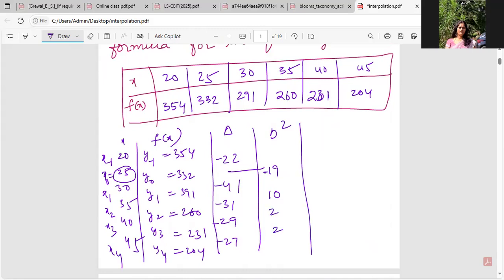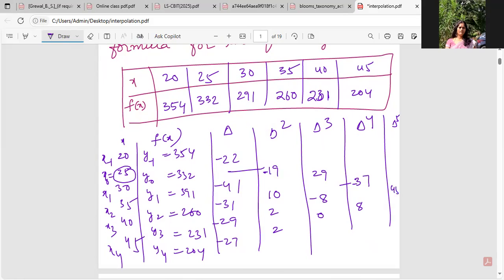Third differences would be 29 exactly at the center. Make it a point to write exactly at the center. Only then my track would be smooth. Otherwise, I'll be lost in the track. Minus 37. This is minus 37. 8. And then fifth order differences would be 45. So this y0 would be my first one. So what do I do? Just see here.